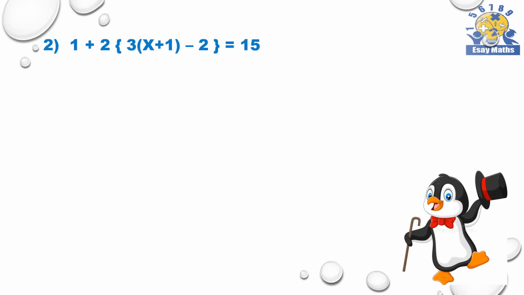Second one. This one is a little bit different from the first example. Here, in left hand side, there are two terms, 1 plus twice of 3 times of x plus 1 minus 2.